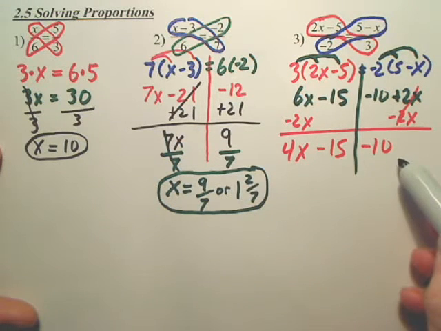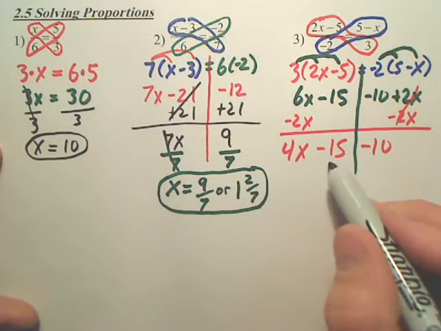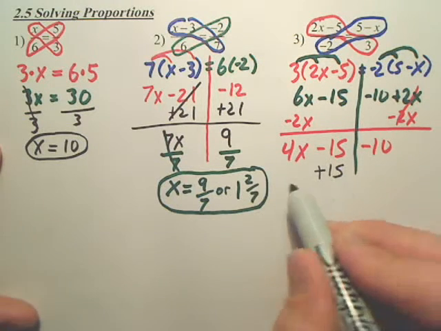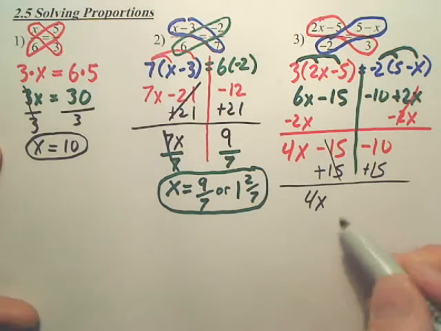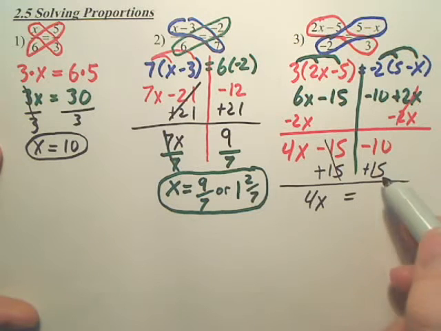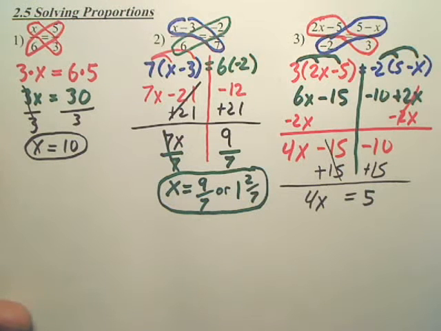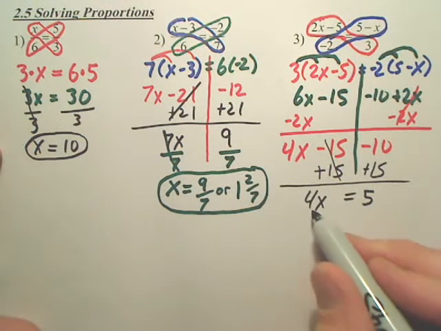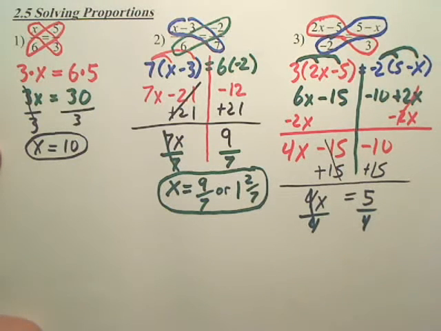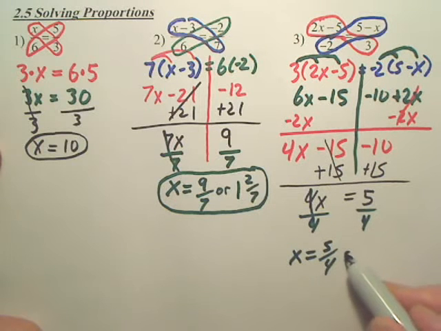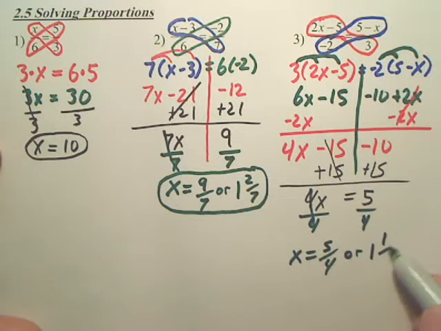Okay, new equation. I want to get the 4x by itself. The opposite of minus 15 is plus 15. Bam, it's gone. So we have 4x left equals negative 10 and 15 is 5. And our last step to get rid of the 4 is to divide by 4. So I have x equals, because that cancels, 5/4, or 5/4 is 1 1/4.